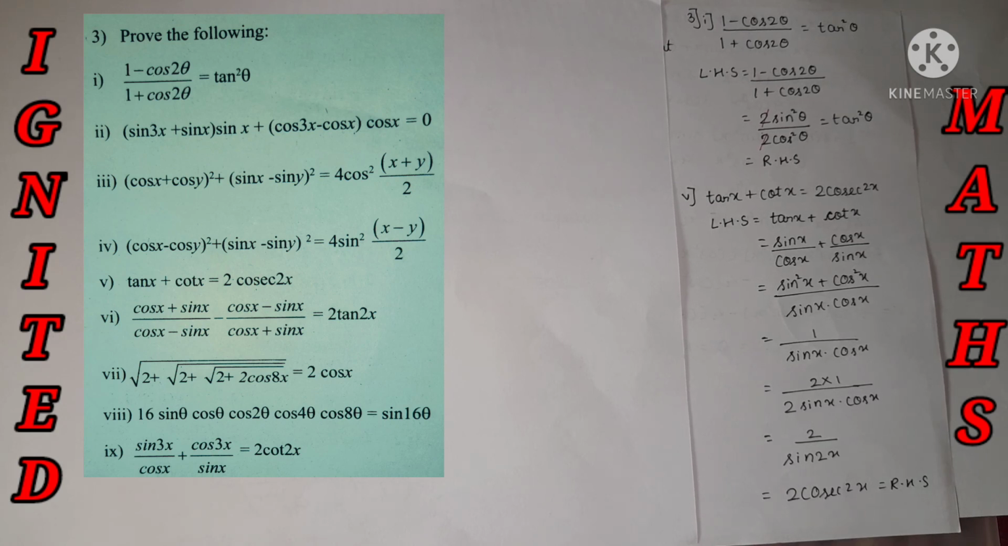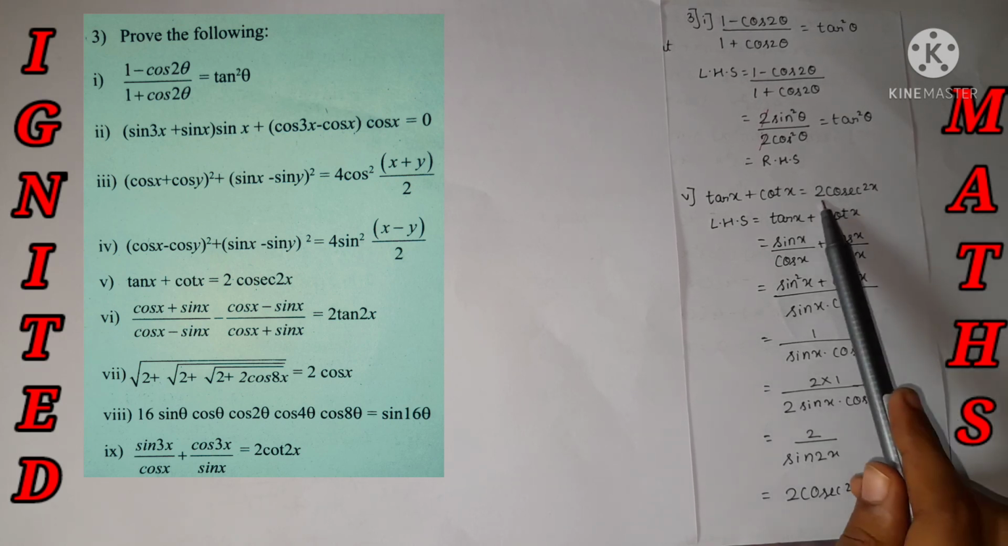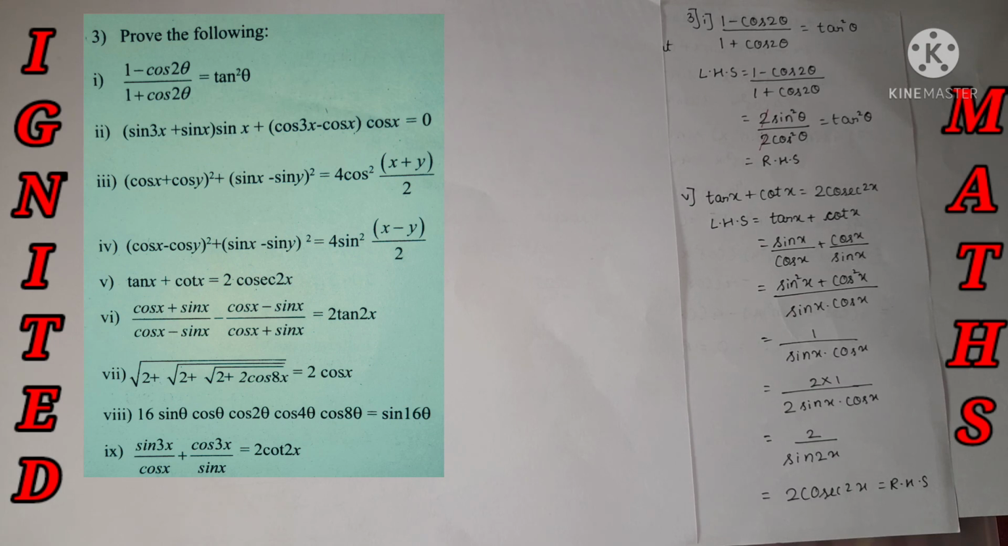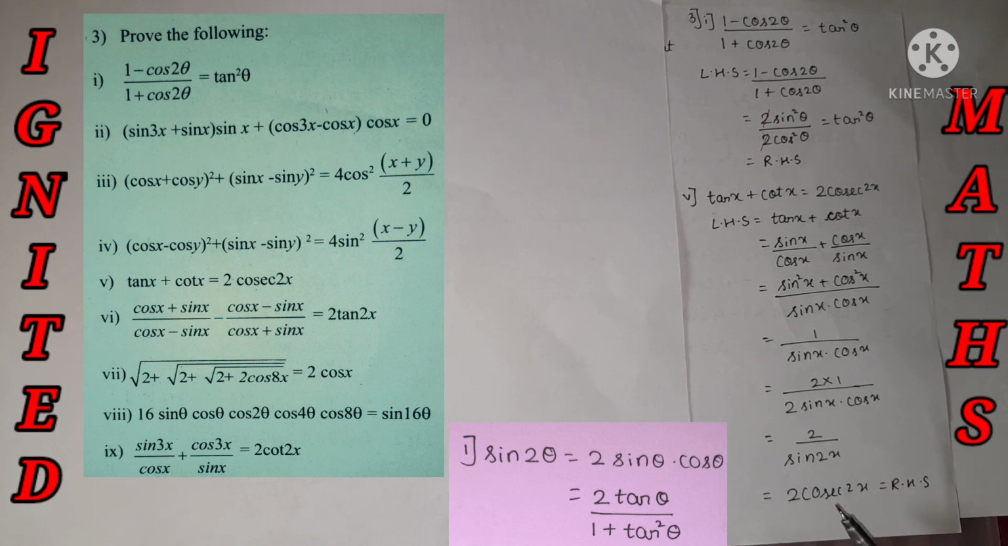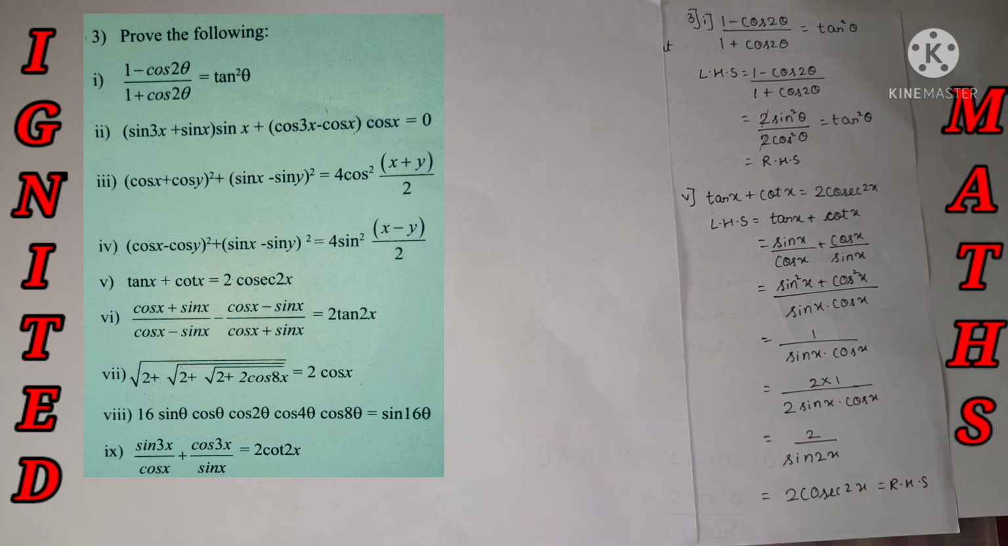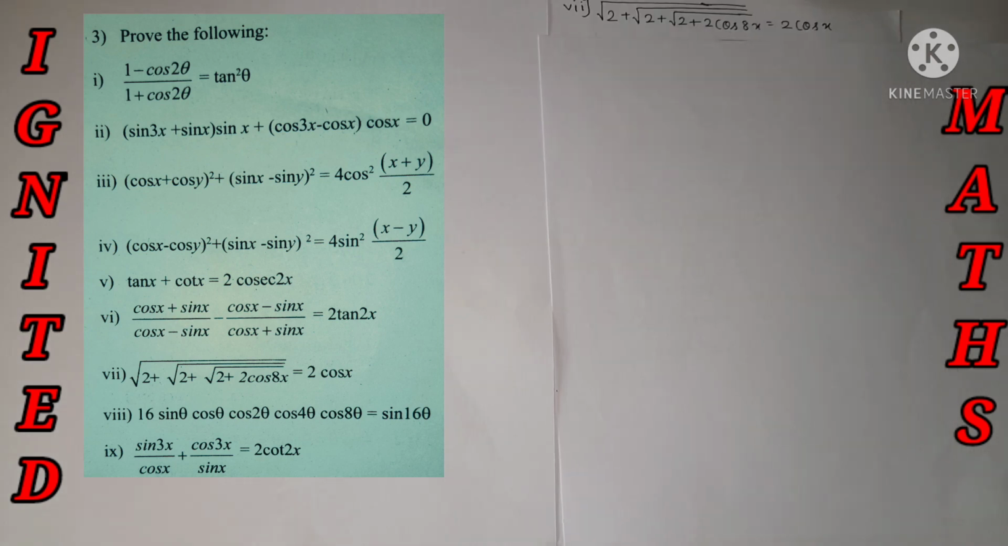Now we need to make some changes because we need to prove 2 cosec 2x, which involves the double angle of the trigonometric function. So I multiply numerator and denominator by 2. That gives the sin 2x formula, 2 sin x cos x. So we find 1 by sin 2x, which is my cosec 2x. For that purpose I multiplied the numerator and denominator by 2.